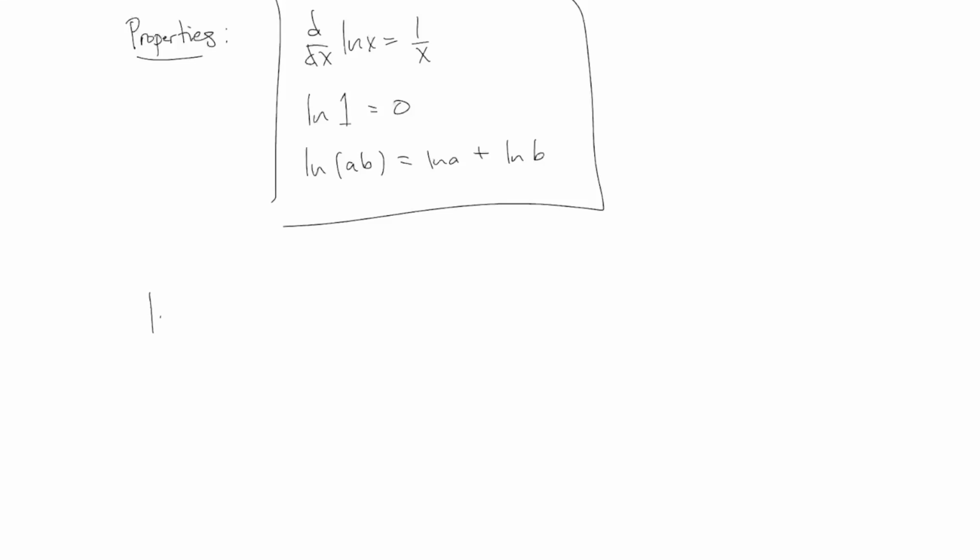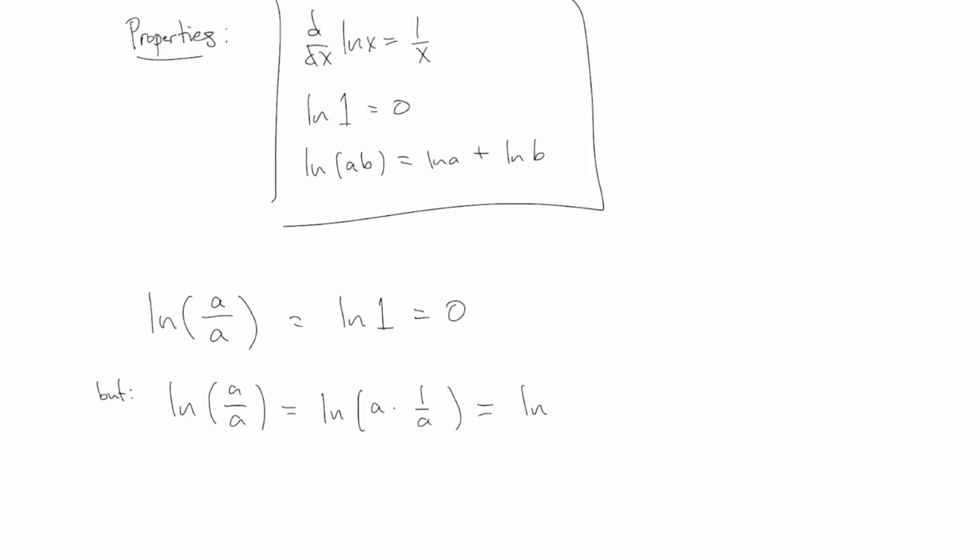Let's consider dividing. Here's a very simple kind of dividing. What if we do the natural log of a divided by a? Of course, a divided by a is just 1, right? So that's the same as ln of 1, which is 0. That's one of the things we already said in the box. But I could also do, instead of making that a 1, I could make that a times 1 over a, and then split this up using the other thing in the box there about multiplication inside. It will say ln a plus ln of 1 over a, all right?